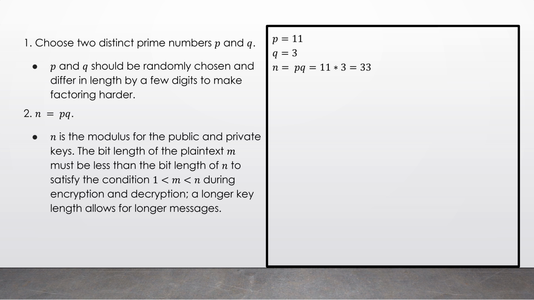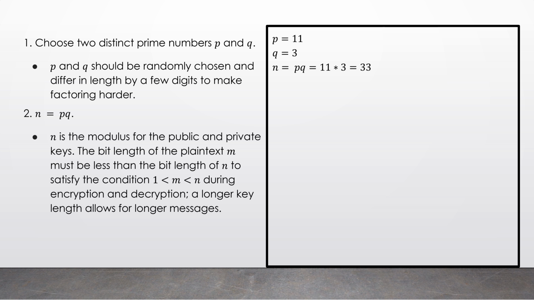Now set n as p times q. n is a modulus for the public and private keys. The bit length of the plaintext must be less than the bit length of n to satisfy the condition 1 < m < n during encryption and decryption. So basically, the longer your n is, the longer your message can be. On the right we'll be doing an example. If we set p as 11 and q as 3, then n equals 11 times 3, which is 33.